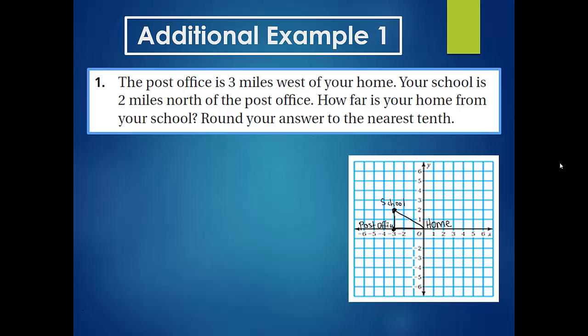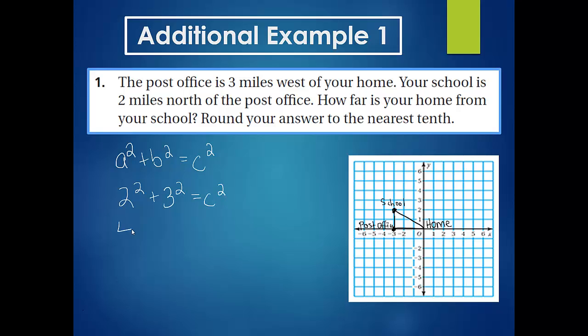The distance from home to the post office is 3. And the distance from the post office to the school is 2. So if we have a squared plus b squared equals c squared, we'd have from school to the post office is 2, and the post office to home would be 3. So we could say that a is from the post office to school, and that'd be 2, so 2 squared plus the post office to home was 3, so 3 squared equals c squared.